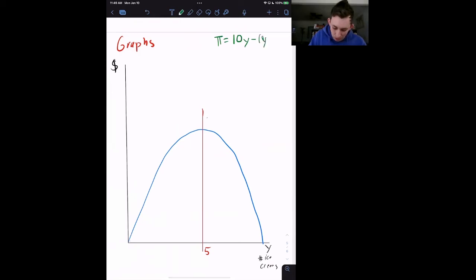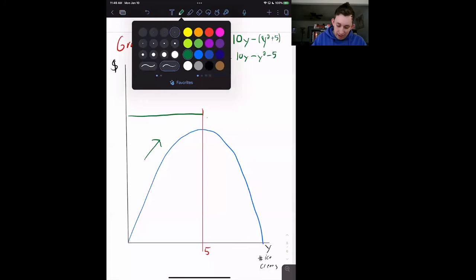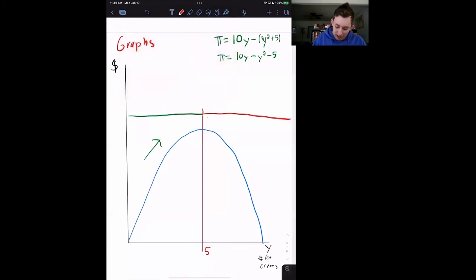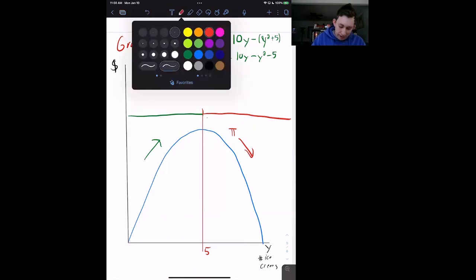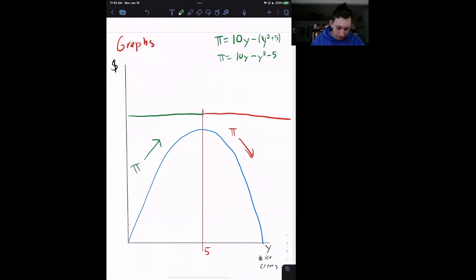The cost is y squared plus 5, which gives me the equation 10y minus y squared minus 5, which is an upside down parabola, and it hits its maximum point at 5. As we saw before, on this side of 5, our profit is going up, and after 5, our profit starts going down. So here profit goes down, and here is profit going up.